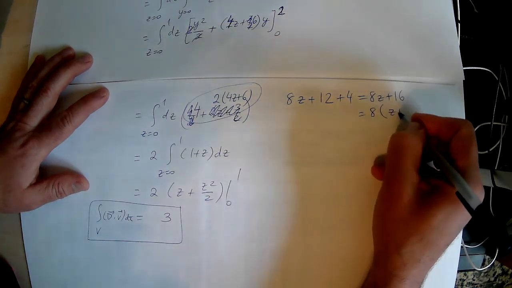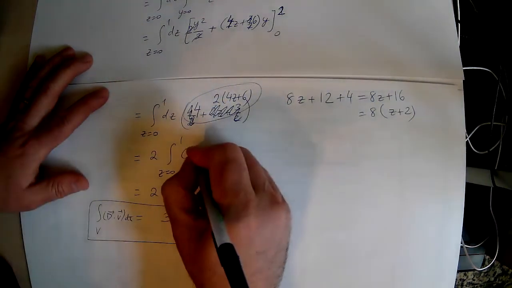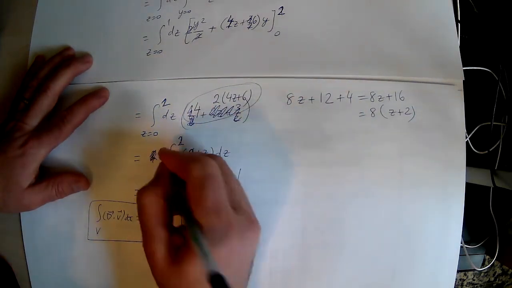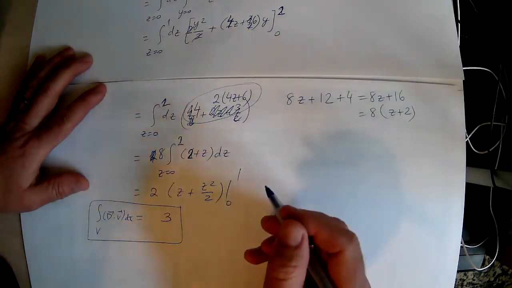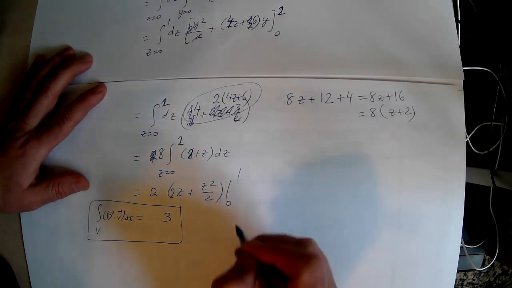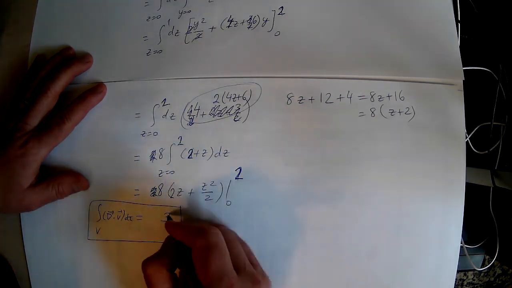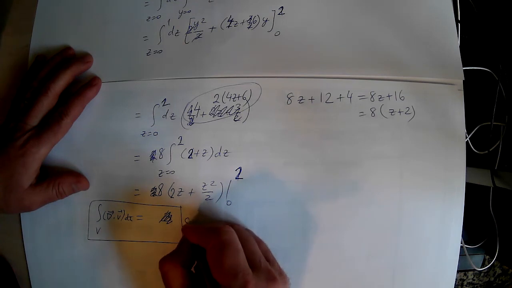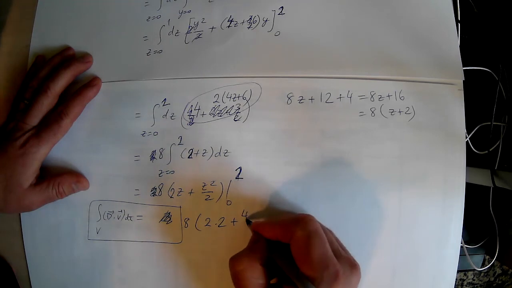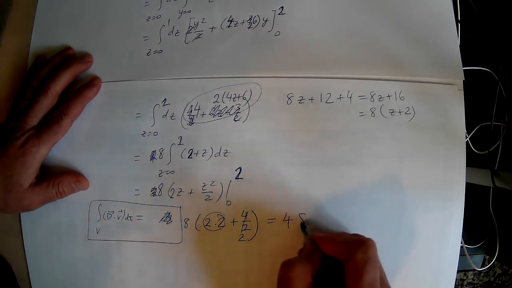So 8 factored out, z plus 2, right? So I have 2 plus z here, again 0 to 2, and then factored out an 8. All right, let's do the last part. It's going to be 2z plus z squared over 2, evaluated from 0 to 2. This factor is not 2, it's 8. Let's do this last part: 8 times 2 times 2 plus 2 squared is 4 over 2, and that's 2. This is 4, 6. It's going to give you 48.